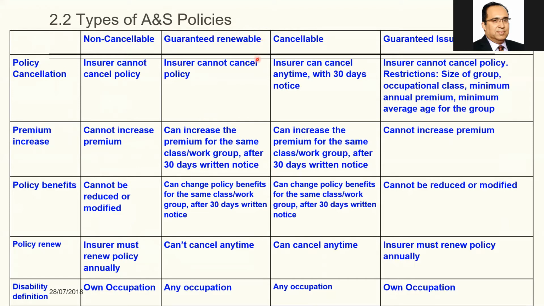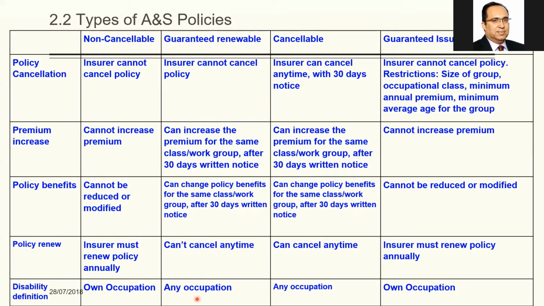Under the guaranteed renewable, the insurer cannot cancel the policy, and they can increase the premium for the same class or work group after 30 days written notice. So if they give 30 days notice, then they can increase the premium, but it has to be for the same group of people. For example, they can say, all the taxi drivers, we are increasing your premium. They cannot increase it for one person. They can also change the benefits, again for the same class or group after 30 days notice. But still, they cannot cancel the policy at any time. That is why it is called guaranteed renewable.